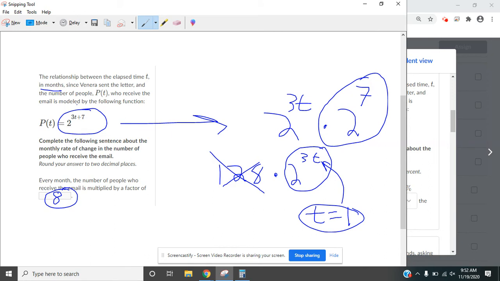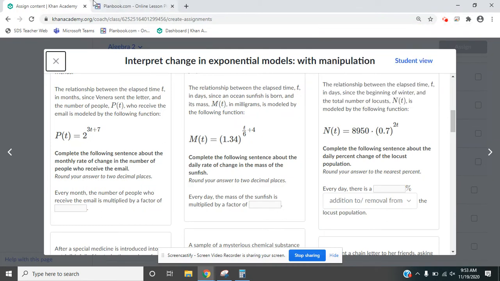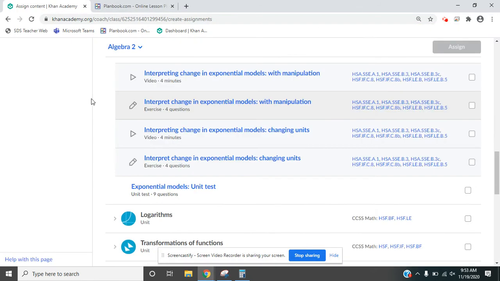So we had to split this thing apart. That was the first thing. We did 2 to the 7th. And then said what happens every 1 month? Plug in 1. Okay. Anybody got a question about that? All right, let's do the other assignment. Let's talk about that one.